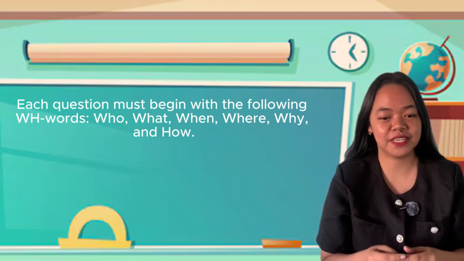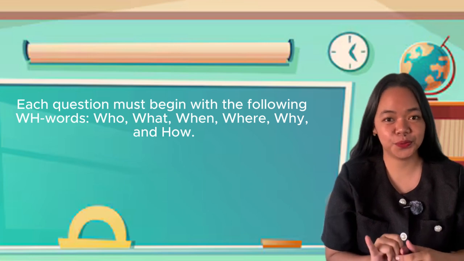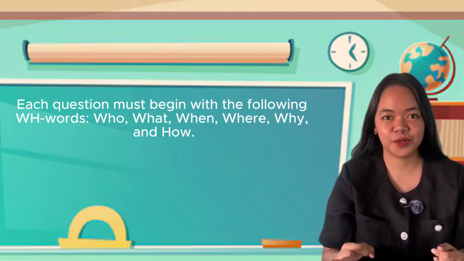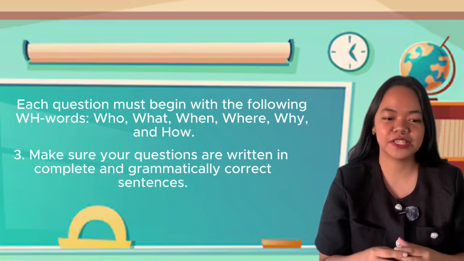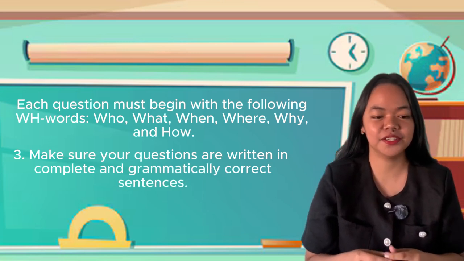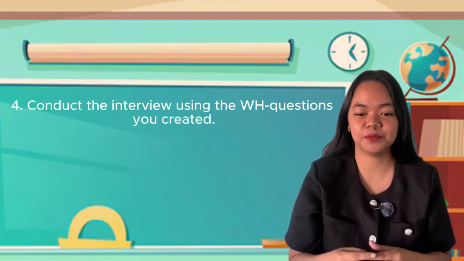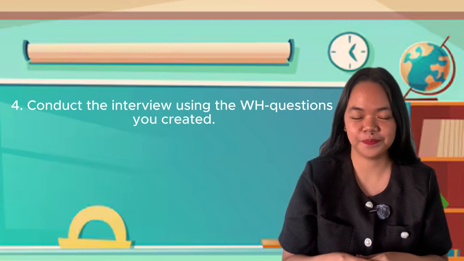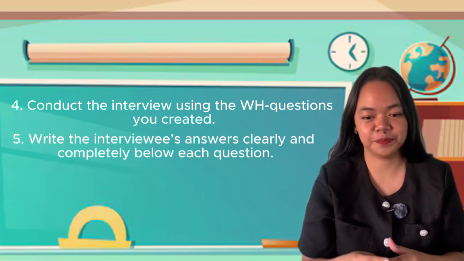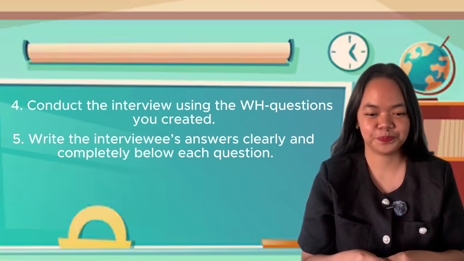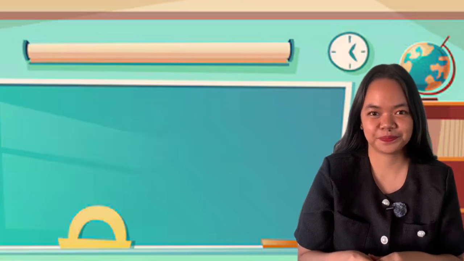Each question must begin with the following WH words that we just learned earlier: who, what, when, where, why, and how. Make sure your questions are written in complete and grammatically correct sentences. Then conduct the interview using the WH questions you created. Then write the interviewee's answers clearly and completely below each question. Submit your work on a sheet of paper.